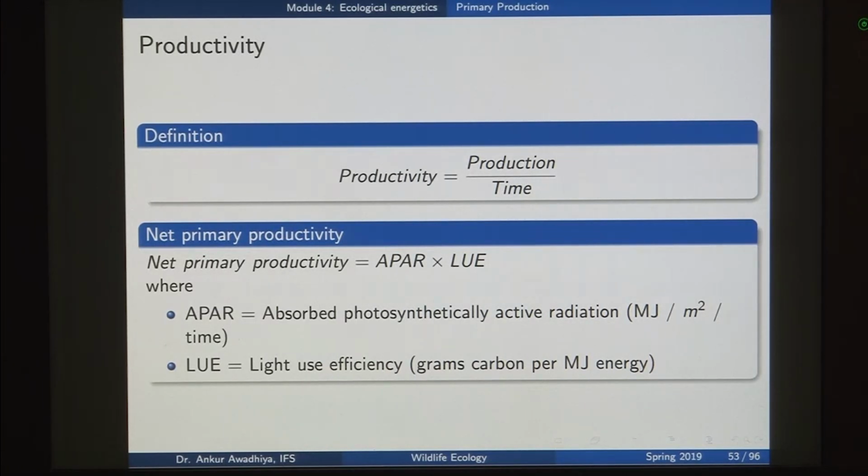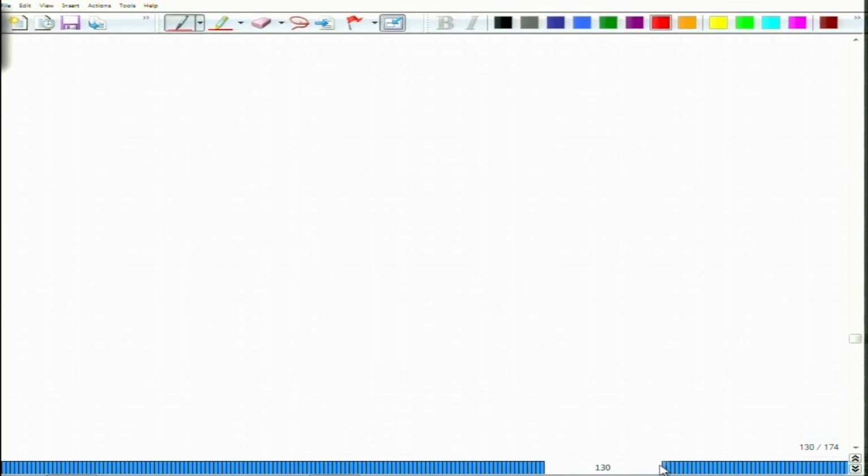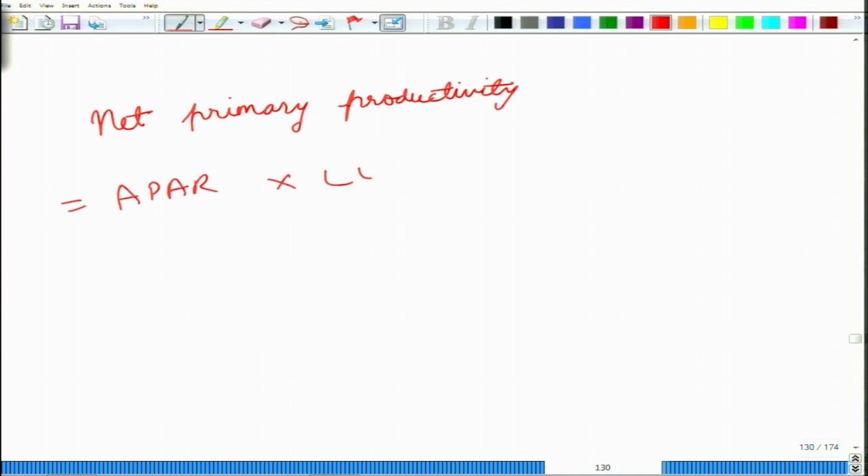Now, we can try to compute net primary productivity using this equation. The net primary productivity is given by APAR multiplied by LUE, where APAR is the absorbed photosynthetically active radiation, and LUE is the light use efficiency. So, in this case, the net primary productivity is given by APAR into LUE.